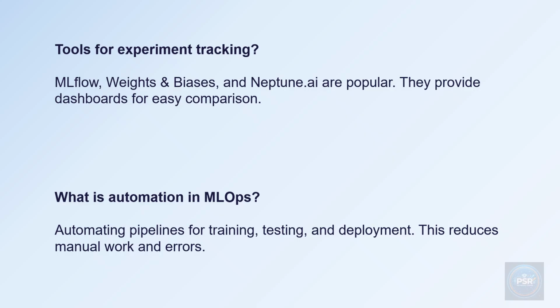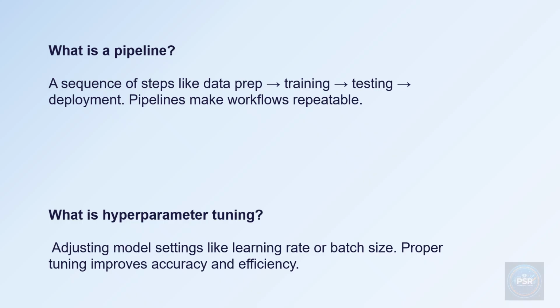What is automation in MLOps? Automating pipelines for training, testing, and deployment. This reduces manual work and errors. What is a pipeline? A sequence of steps like data preparation to training, to testing, to deployment. Pipelines make workflows repeatable. What is hyperparameter tuning? Adjusting model settings like learning rate or batch size. Proper tuning improves accuracy and efficiency.